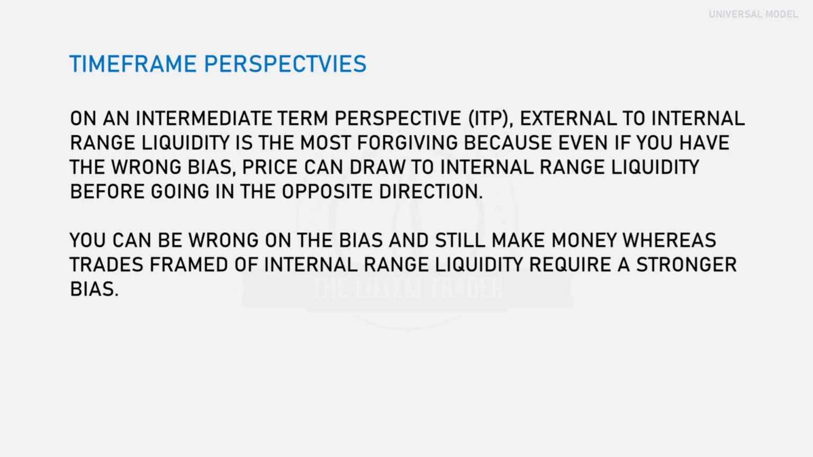So building back on those time frame perspectives, on an intermediate term perspective or an ITP, external to internal range liquidity is the most forgiving, because even if you have a wrong bias, price can draw to internal range liquidity before going into the opposite direction. So you can be wrong about your bias and still make money, whereas trades framed from internal range liquidity require a stronger bias.